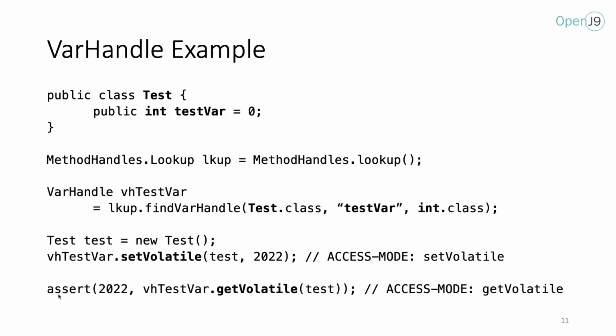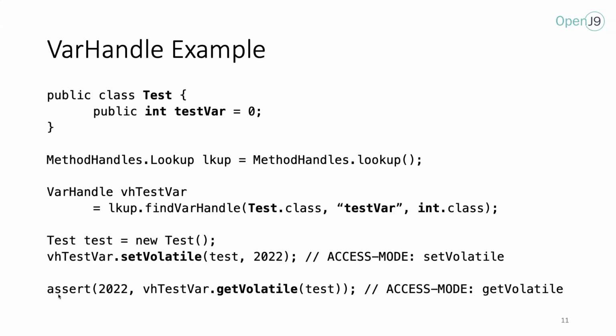So here is a VarHandle example. The same test class that we saw in the Unsafe example is seen here. The only difference is that we are updating the field test_var via the VarHandle API instead of the Unsafe API.